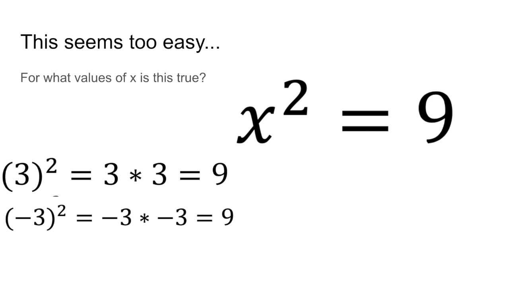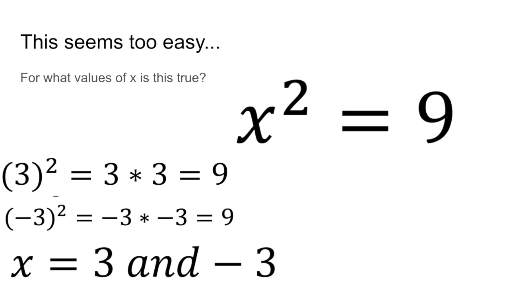Negative 3 also works because when you multiply negative 3 by itself, negative 3 times negative 3 is also equal to positive 9. So here we have 2 solutions. We have the solution that x is equal to 3, and we have the solution that x is equal to negative 3. And as we find today, oftentimes when we have squared terms that we're solving for, we're going to find 2 solutions.